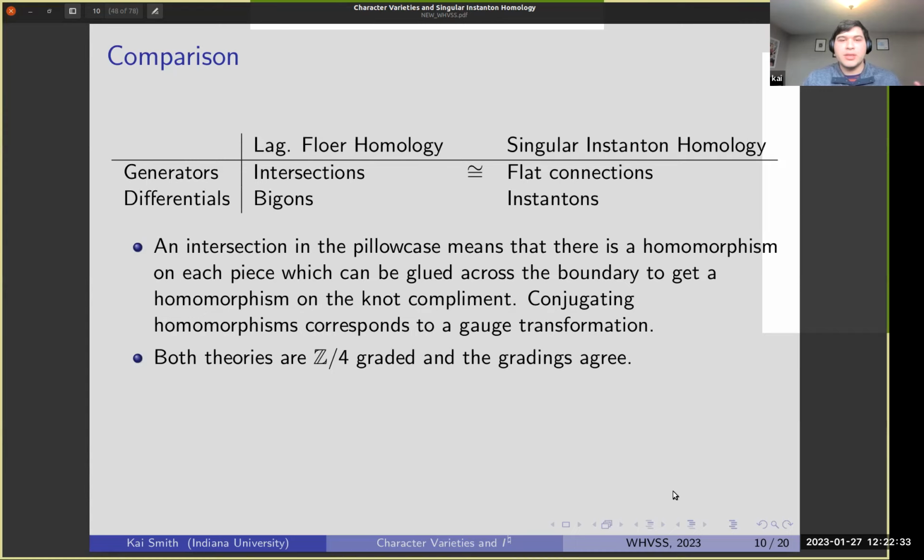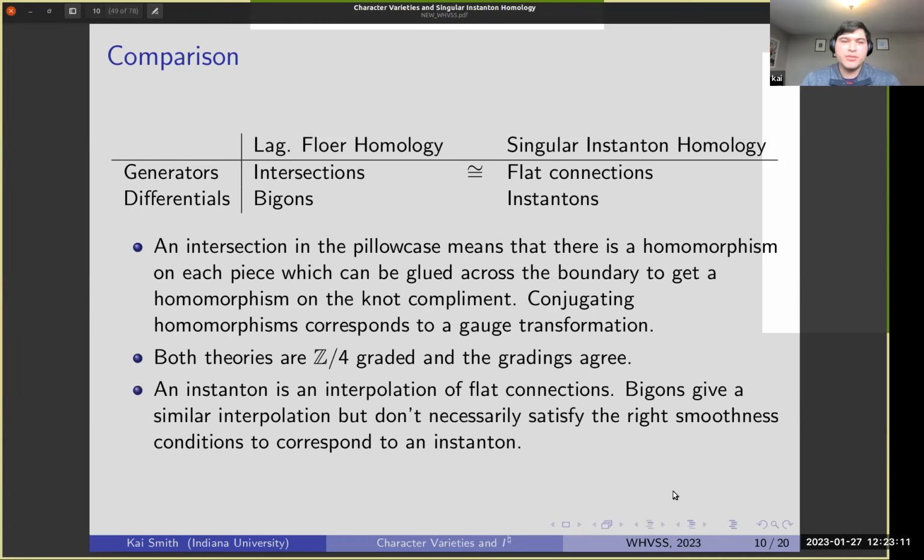Furthermore, there's this conjugation of representations going on in the character variety setting and modding out by gauge transformations in the Instanton setting. And those two, conjugating by an element of SU2 corresponds to doing a gauge transformation. And so there's this equivalence even after we mod out by gauge and by conjugation. Furthermore, both theories come with a Z4 grading on the generators, and this equivalence between generators respects this grading.